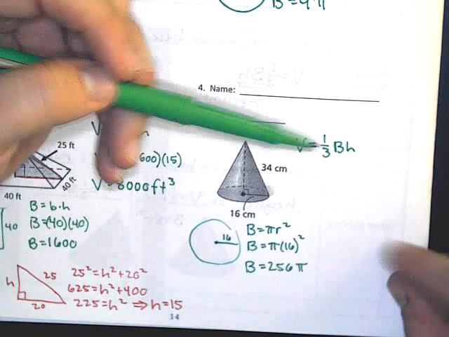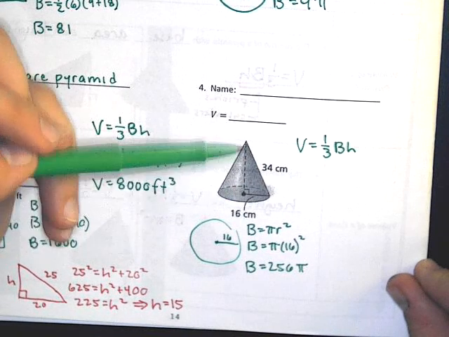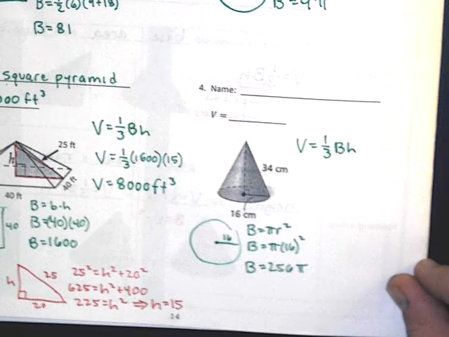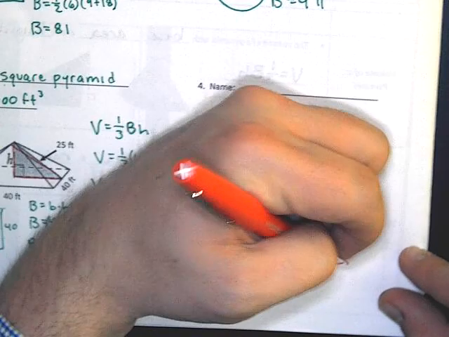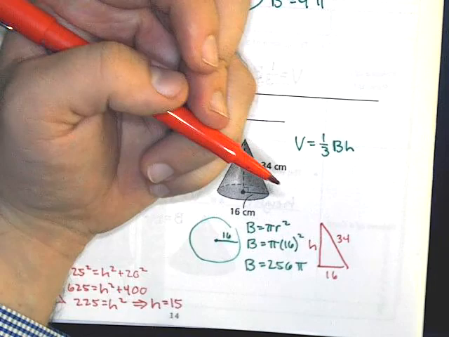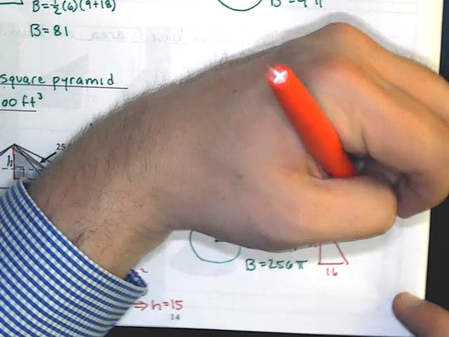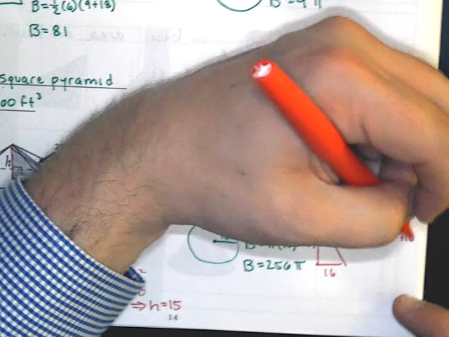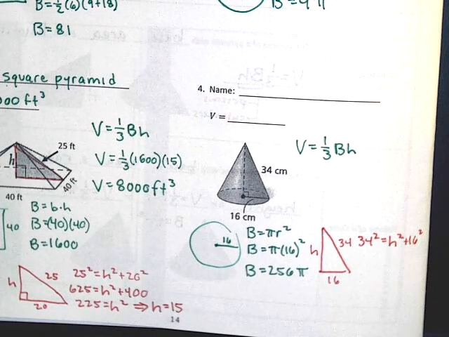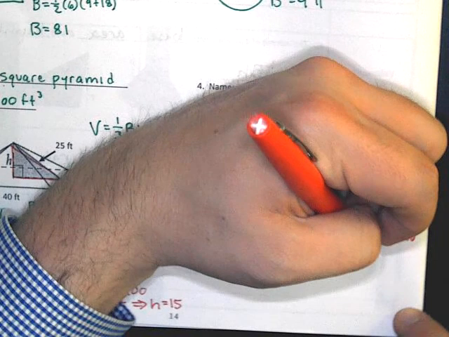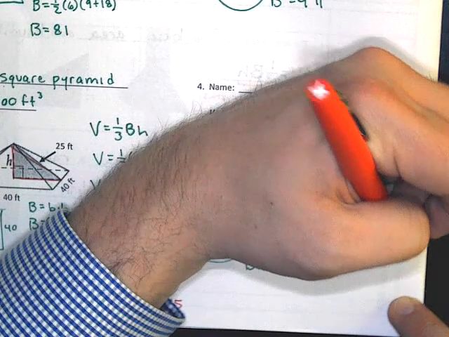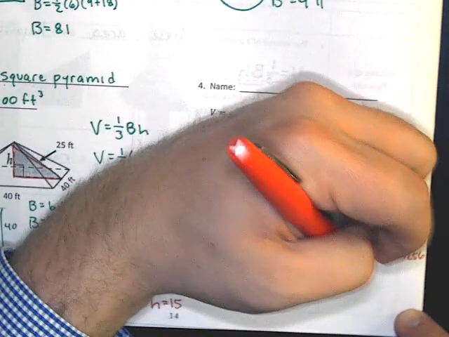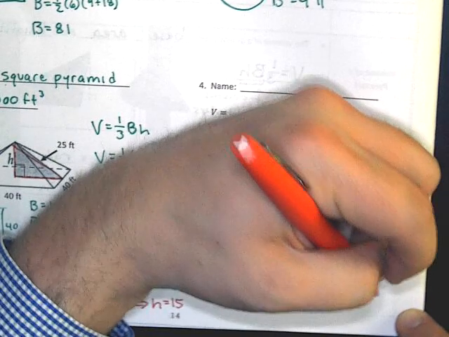Now before I even start plugging in, hopefully we can see I don't have the height. So once again, I'm going to need to come over here and sketch the triangle that I see. I know that the hypotenuse is 34. I know that the radius is 16. I know I'm looking for h. So I set it up: 34 squared equals h squared plus 16 squared. Now 34 squared is 1156, h squared, and then 16 squared is 256. So this becomes 900 equals h squared, or h equals 30.